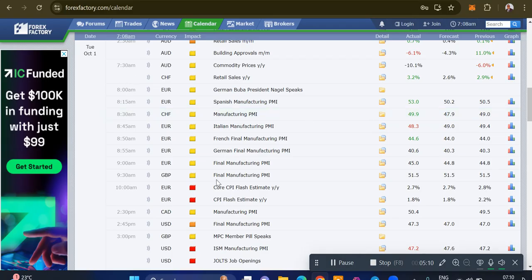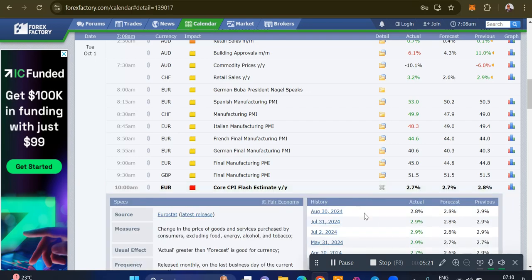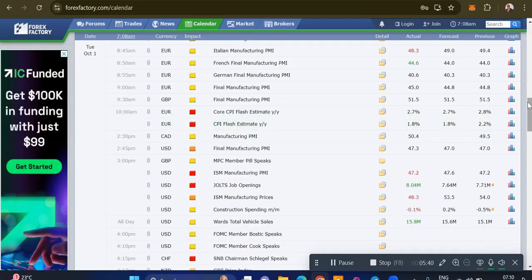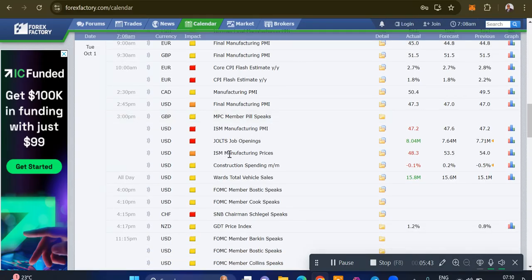So you can see that Tuesday, which was yesterday, the Euro had core CPI, and this came out yesterday, as at the time of recording this video. This came from Eurostat, the change in the price of goods and services purchased by consumers. So these are the micro and macroeconomics of the region that affect the currency. So traders want to check out all of this information.